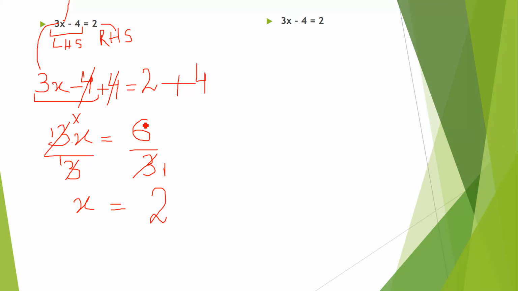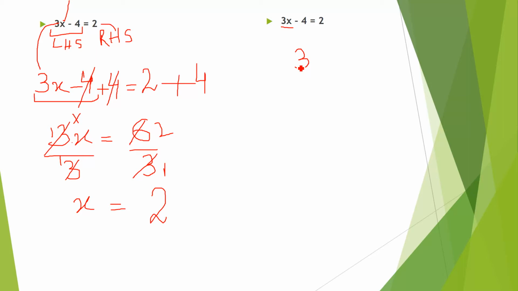3 one time is 3, and 3 two times is 6. So the answer is 2, right? Here I will explain the same question with another method. See, again the same thing. You have to find out the value of x.